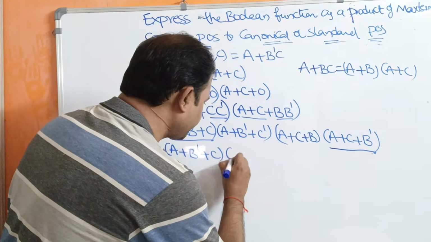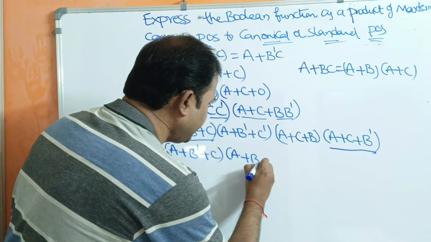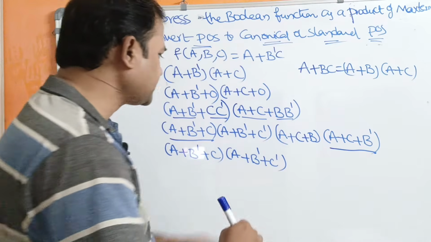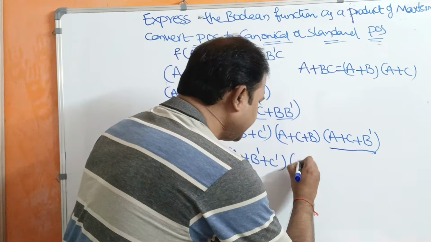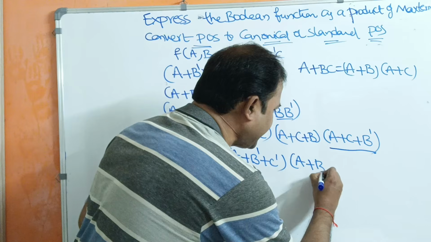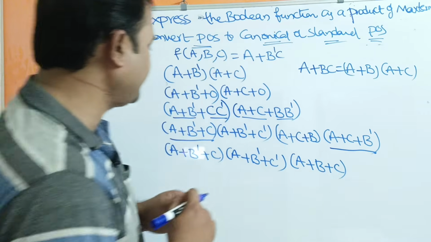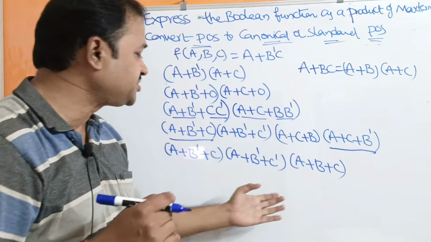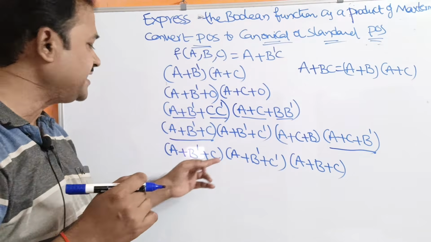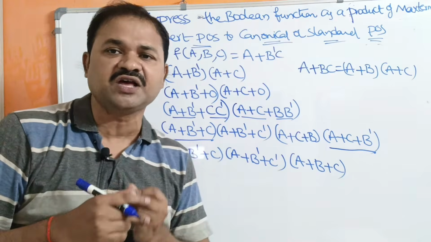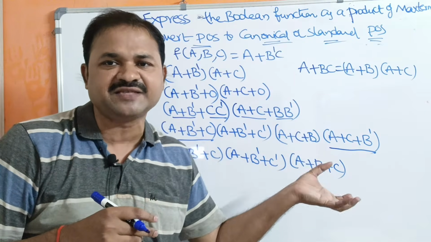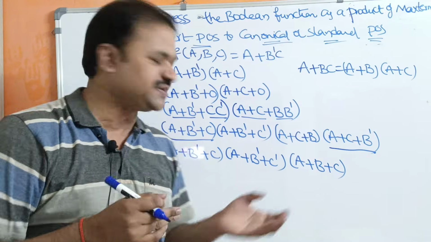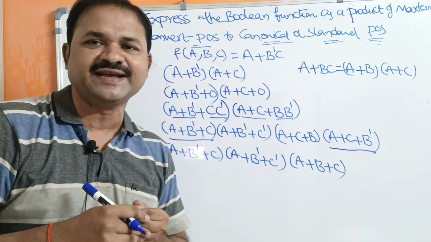Next one, a plus b dash plus c dash. Next, a plus c plus b can be written as b plus c. This is in the form of canonical or standard POS. Why? Because here each max term contains all the variables. If we want, we can represent it with the help of m0, m1, m2 likewise. For that purpose, we have to write the corresponding decimal number.